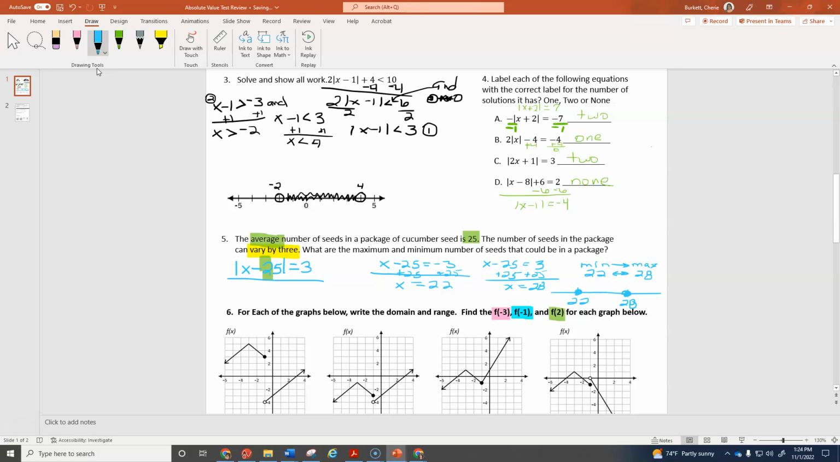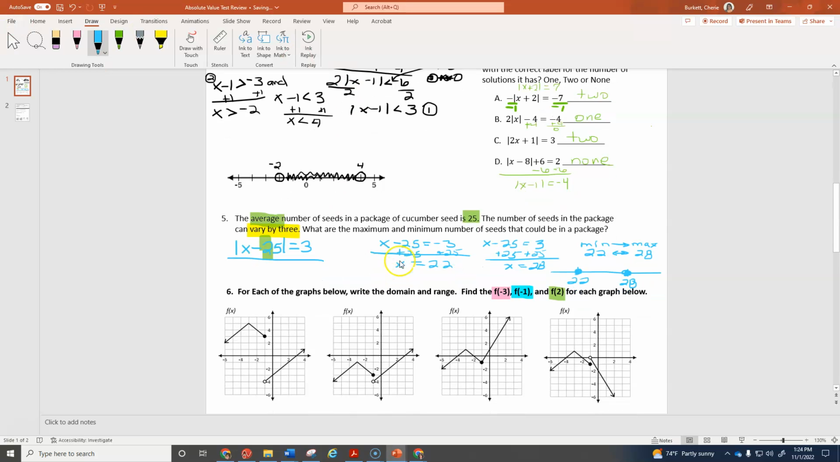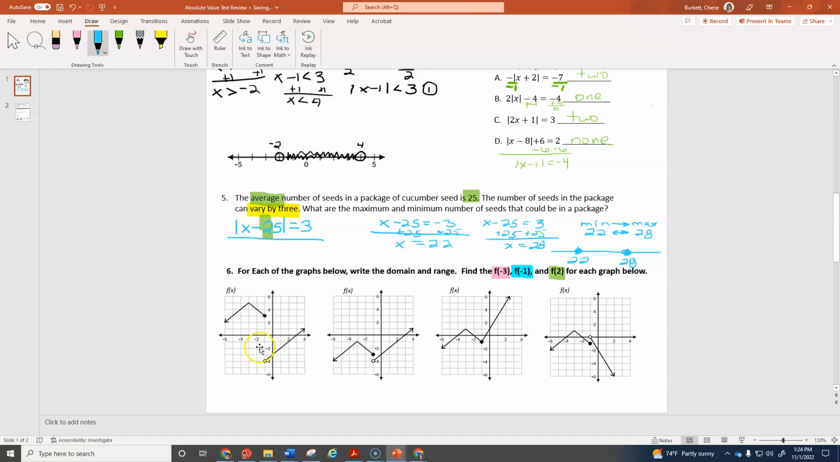All right, so I tried to color code this to maybe help you see that f of negative 3 is going to be on all of these graphs, and I'm going to do that in pink. So when I see f of negative 3, that means I'm plugging in negative 3 as my x value. So I'm going to go to negative 3 on the x-axis. Here I am at negative 3 on the x-axis, and now I'm going to travel up to my graph, and I'm going to pay attention to the y value. So the y value right there is 5. So f of negative 3 is equal to 5.